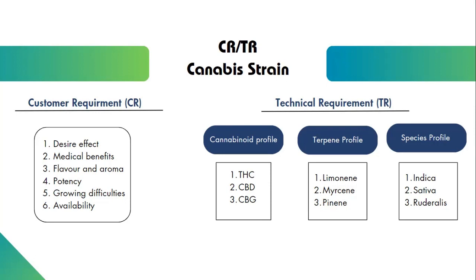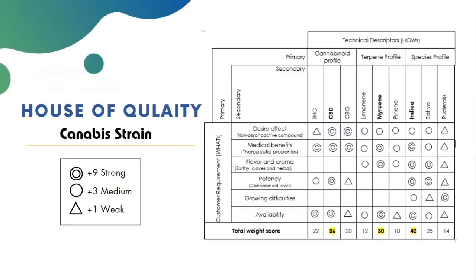For the terpene profiles, which refer to the levels of aroma and flavors of the cannabis strains, we have 3, which we will compare based on the profiles of limonene, myrcene, and pinene. For the species profiles, we have 3 species of the cannabis plant to compare, which are indica, sativa, and ruderalis. So next, let's move to the table of the house of quality for analysis on the cannabis strains.